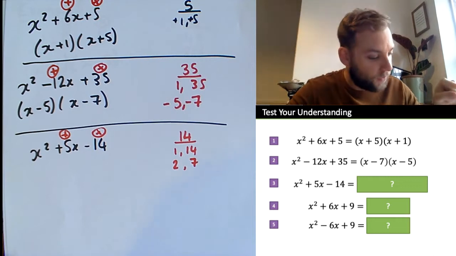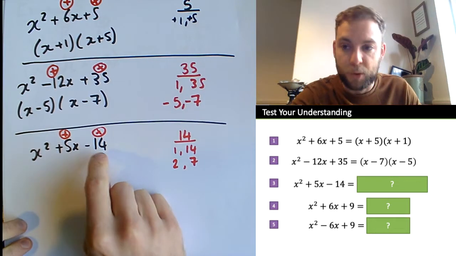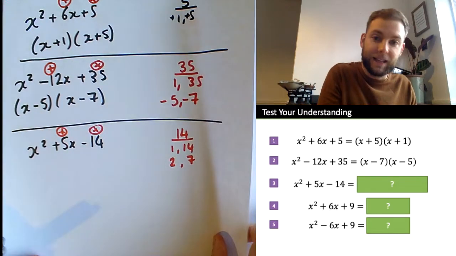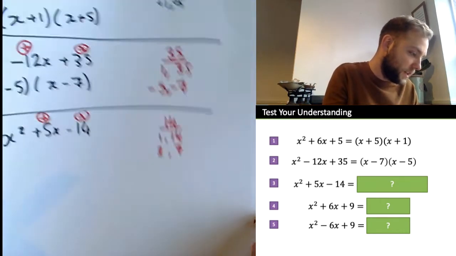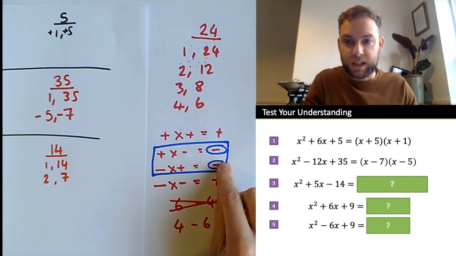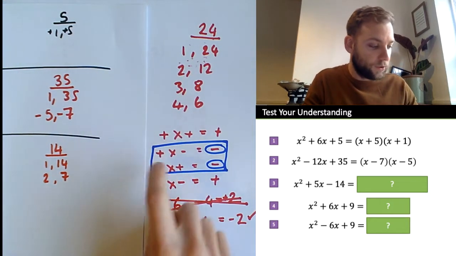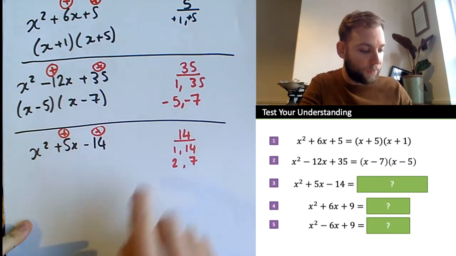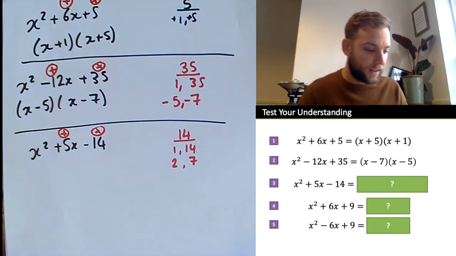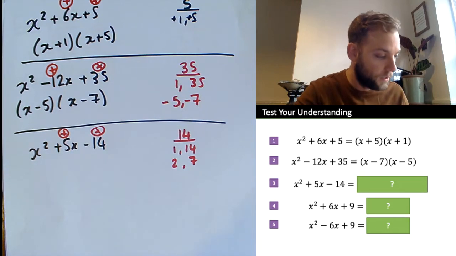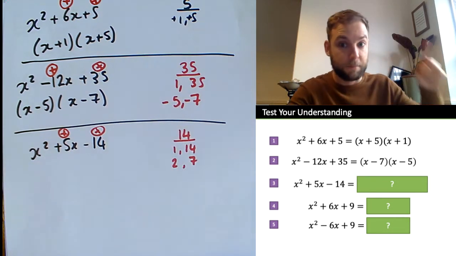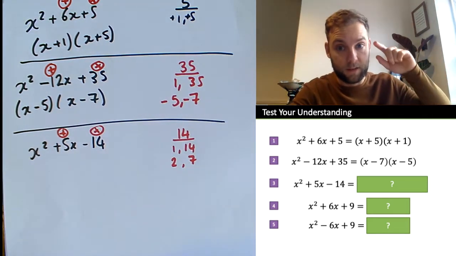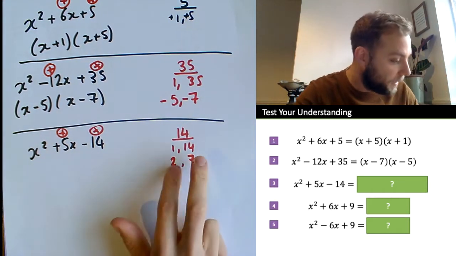So the thing we need to think about here is this last number is negative, which means that my symbols must be different. Just going back to this one here. So if the last number is negative, it's either positive times a negative or a negative times a positive. So which way round do I need to have these numbers? Which one's positive and negative to make positive 5? Well, 1 minus 14 is minus 13, so no. 14 minus 1 is going to be 13, so no. It's going to be these ones here.